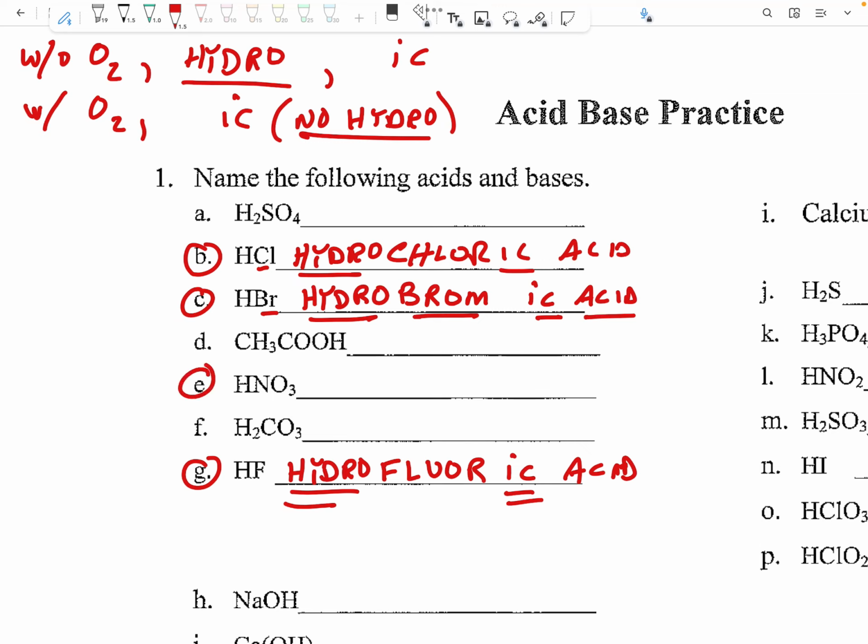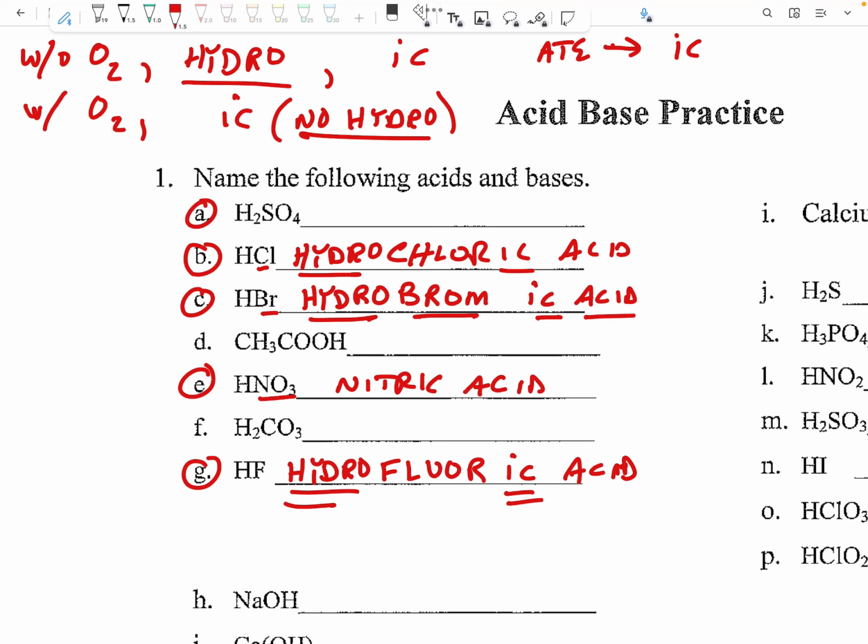So if we look at E here, we have NO3, and we name that according to the anion, and NO3 is the anion. This is why it's important to have your polyatomic ion chart. You look for NO3. NO3 is nitrate. And so the ATEs will always turn into ICs. So instead of saying nitrate, we're going to say nitric. We always name it according to the anion. We don't use hydro at all. So this would become nitric acid. Okay, no hydro whatsoever.